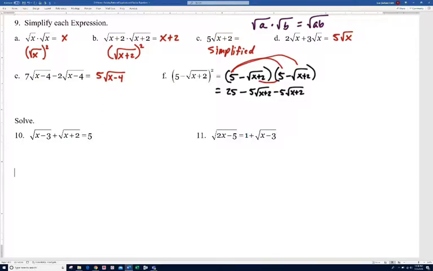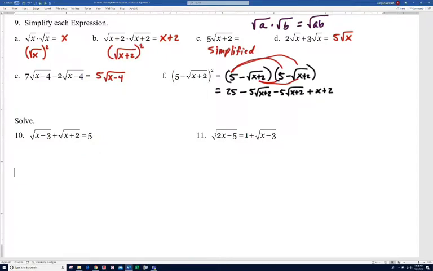Notice we put the number out front and the radical goes second. And then a negative square root of x plus 2 times the negative square root of x plus 2 is just x plus 2. We know a negative times a negative is a positive, and square root of x plus 2 times square root of x plus 2 is just x plus 2. We actually did that in problem b.